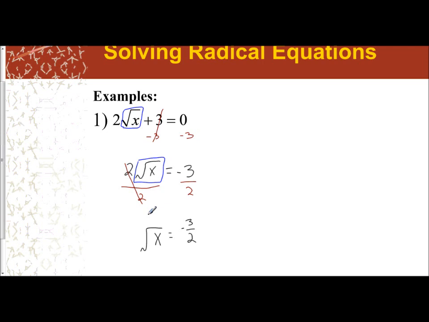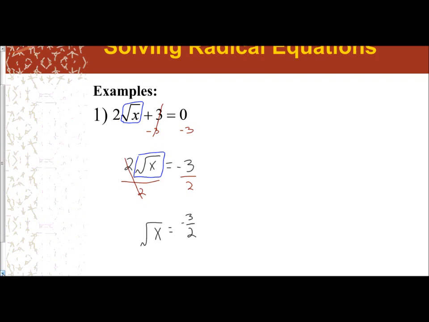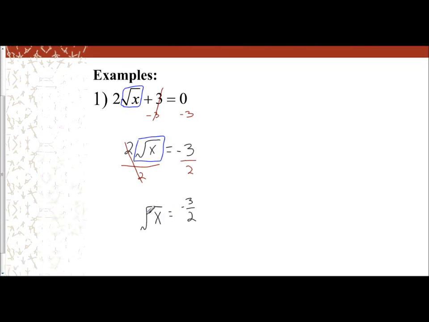I have the object completely isolated, and so now what I want to do is get rid of the object that contains the variable. I want to perform the inverse operation. If we take a look, I have the square root of x. I need to get rid of the square root. So what I'm going to do is square the square root because that will cancel. If I do that to the left side, I'm going to have to do it to the right side as well. And so I get x equals, and -3 halves squared is a positive 9/4.